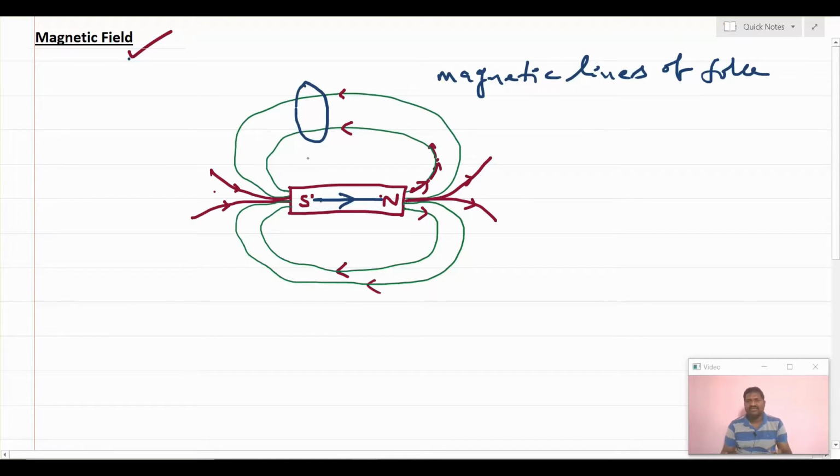If you observe the distance between these two magnetic lines, that gives the strength of the magnet. If the distance is very small and more lines exist, that magnet has much strength. That means the strength of the magnet is very high.